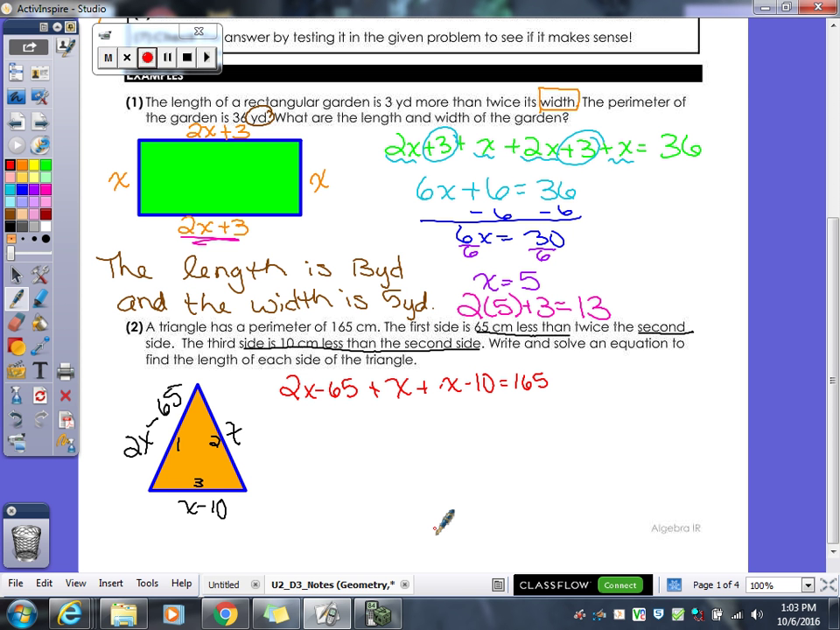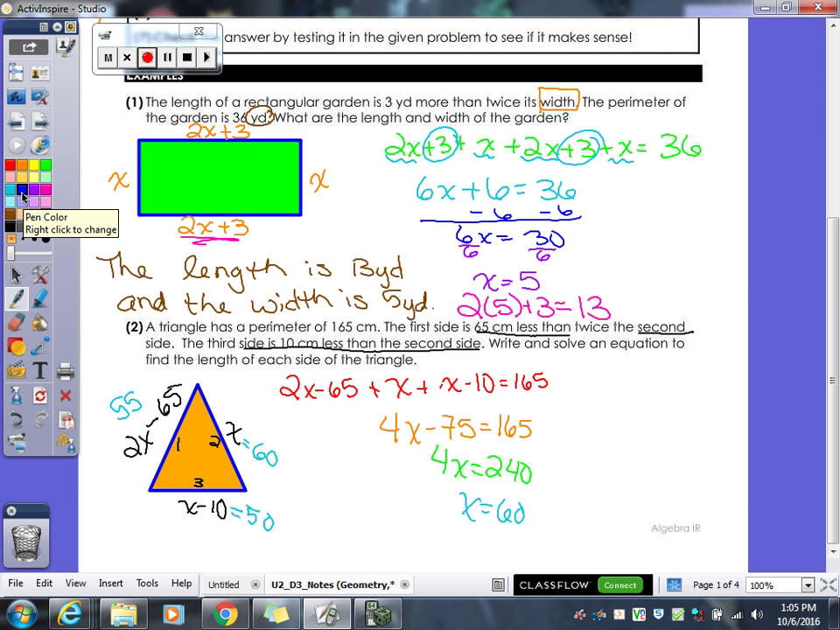So I'm going to give you guys a minute. I want you to solve that one on your own. Solve for x. Did everybody get x equals 60? I did that wrong. So our second side is going to be 60 because this side is 60. Our x is 60. What would our first side be? 55. 2 times 60 minus 65 would be 55. What would our third side be? 50. So what's the other thing I need here?